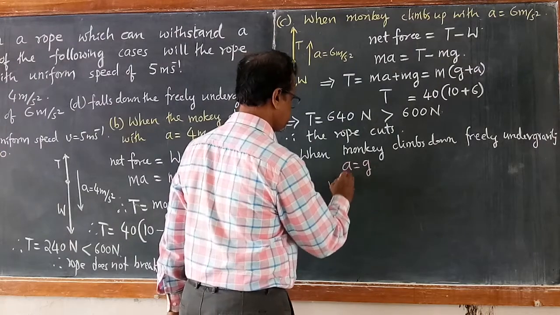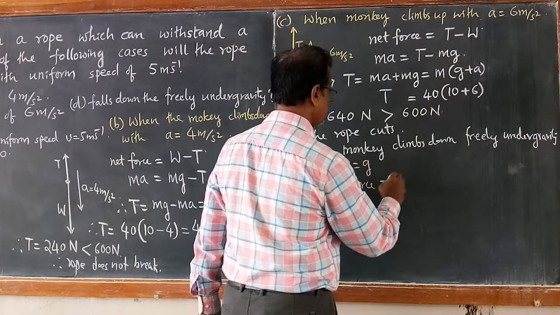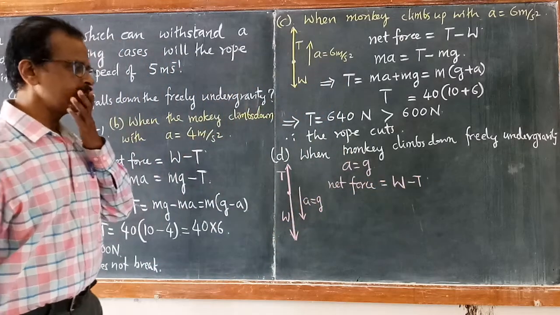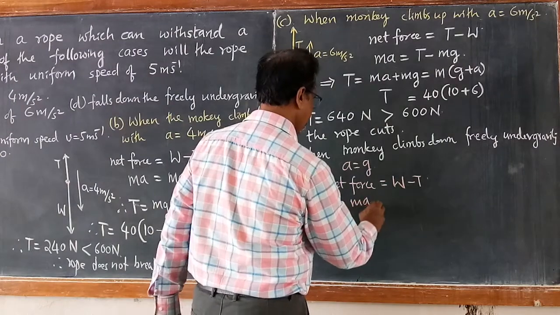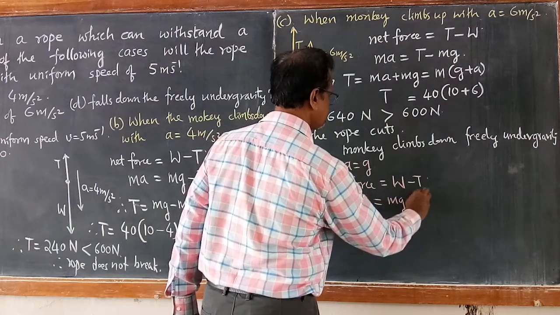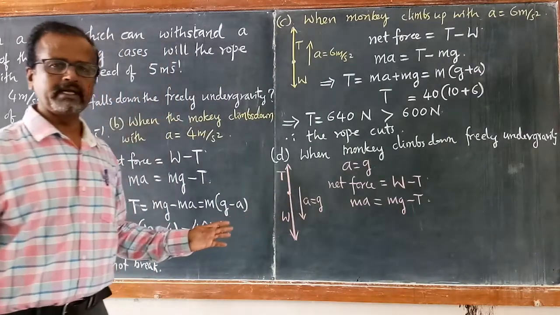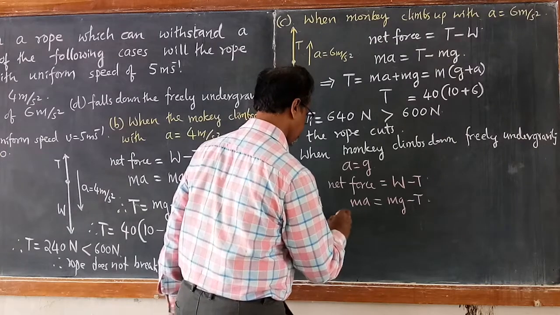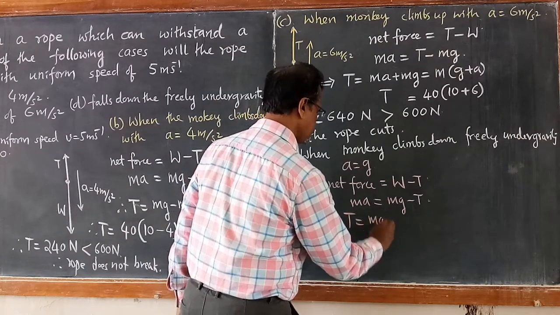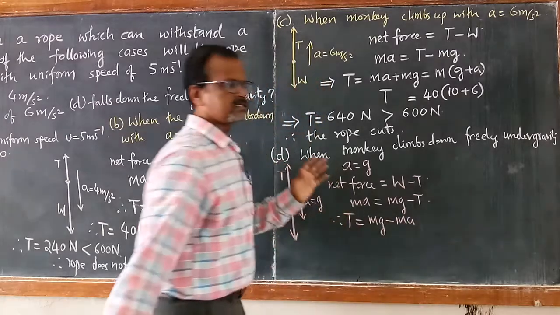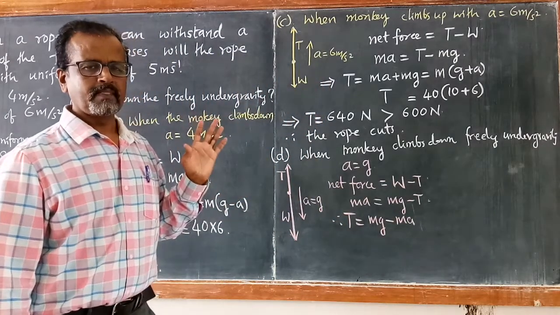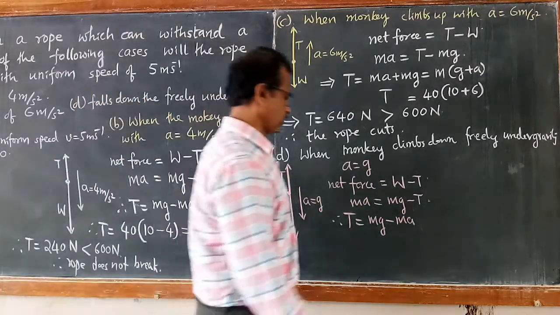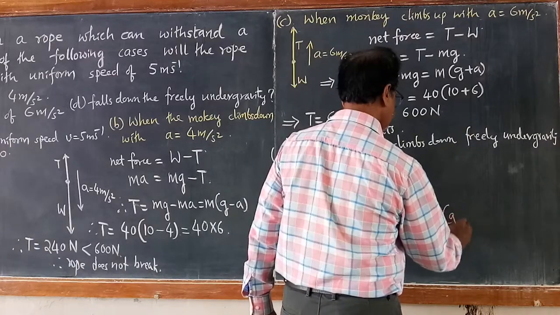So now net force equal to W minus T. Once you write this equation, there is no confusion. m into a equal to m into g minus T. So we need to calculate T, right? So take this T this side, ma the other side. Therefore, T is equal to mg minus ma. It is a similar problem to a lift and a man. Same problem. So that becomes m into (g minus a).